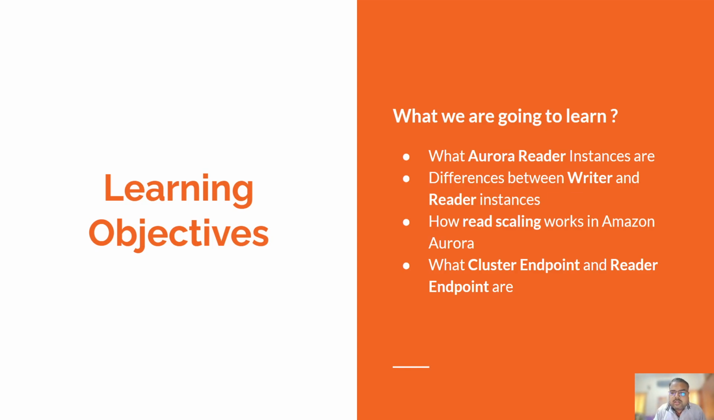So, these are the learning objectives. Let's start by understanding what we are going to learn in this project. First, we will learn what Aurora reader instances are and why they exist. Then we will understand the differences between the writer and the reader instances. We will explore how read scaling works internally in Amazon Aurora. And finally, we will understand the difference between the cluster endpoints and reader endpoints, which is a very important concept for application design.